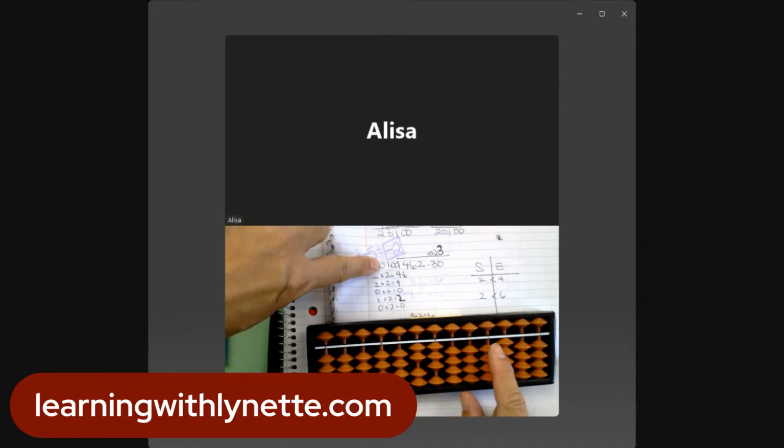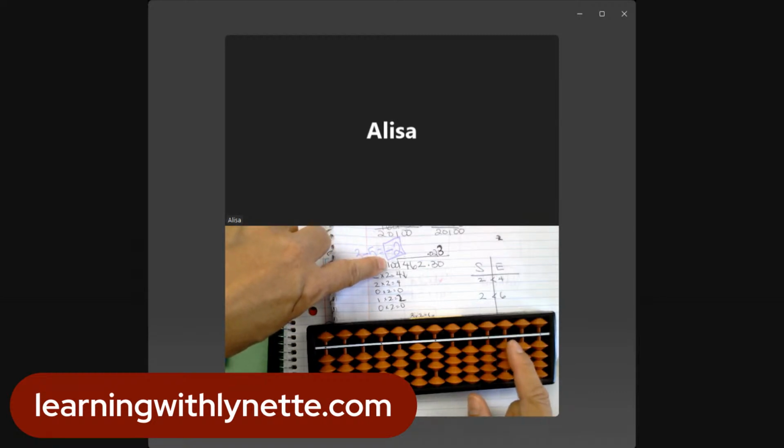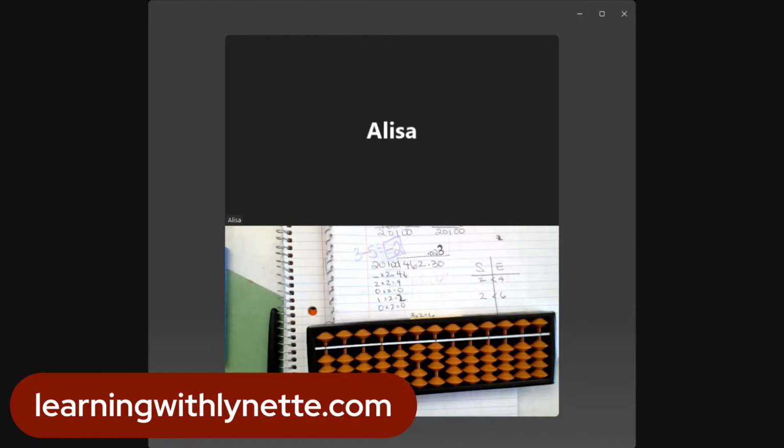0 is a single digit. I go back one column. 3 times 1 is equal to 3. 3 is a single digit. I take away 3. So then my final answer is 0.023. And that's my answer.